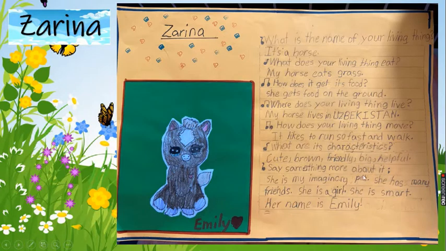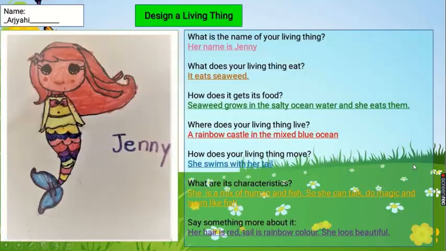She is my imaginary pet. She has many friends. She is a girl, and she is very smart. And the name of this horse is Emily. Well, that's a lot of information about your living thing, Zarina, and that's really nice. I love that this living thing is smart and has many friends and is very helpful. Good one.